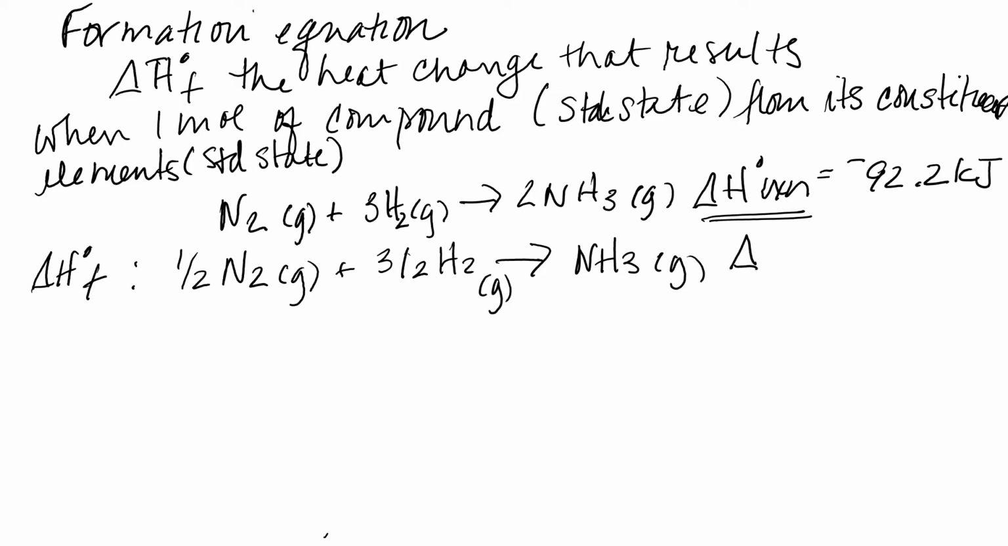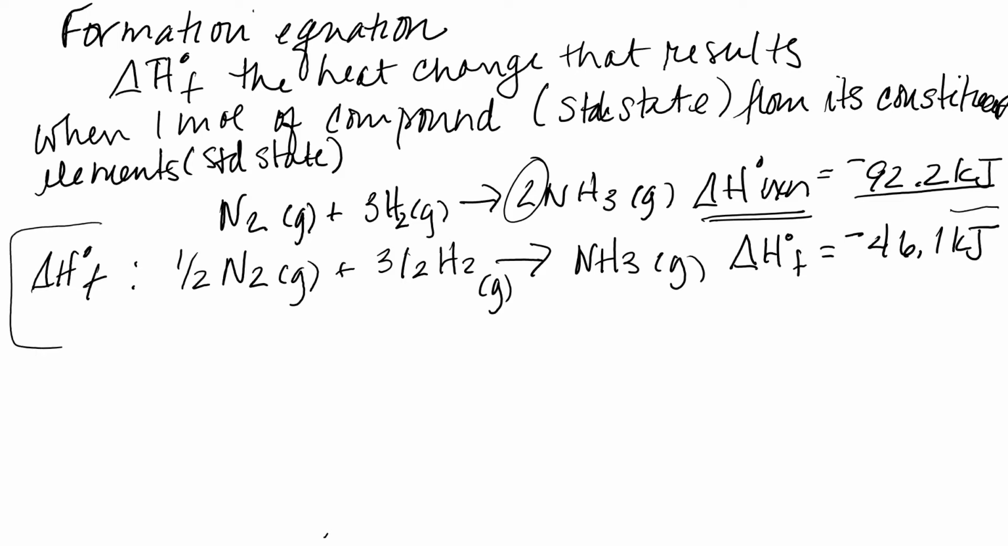And so for the heat of formation, we now need to divide the standard enthalpy of the reaction by 2, because that was for production of 2 moles of ammonia. So the standard heat of formation for ammonia is negative 46.1 kilojoules. Okay, so this is the only case where we allow fractions as coefficients.